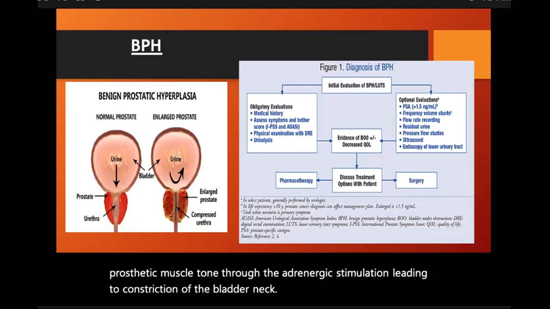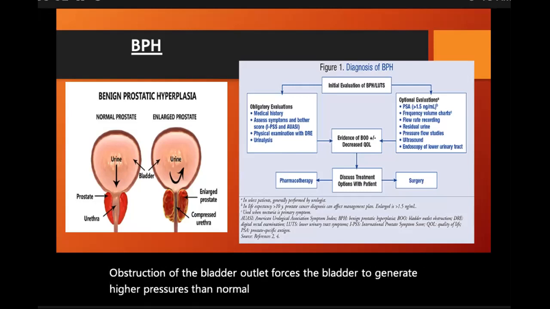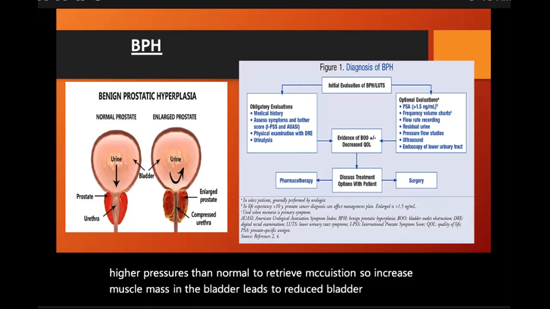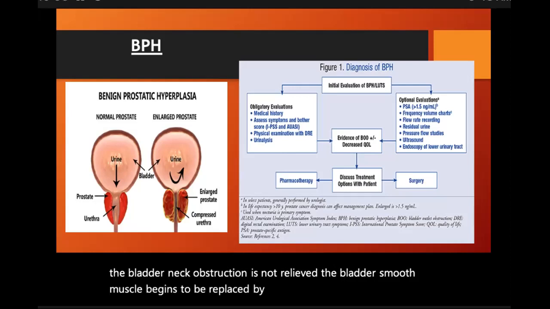Obstruction of the bladder outlet forces the bladder to generate higher pressures than normal to achieve micturition. So increased muscle mass in the bladder leads to reduced bladder elasticity and compliance, which manifests as reduction in bladder capacity. So if the bladder neck obstruction is not relieved, the bladder smooth muscle begins to be replaced by connective tissue, leading to bladder failure.